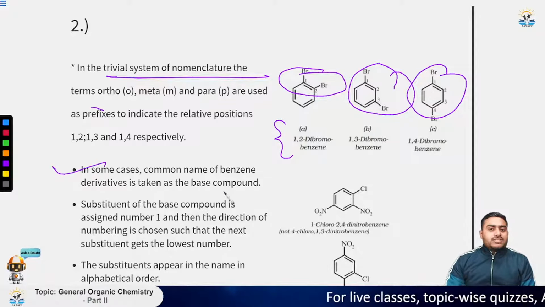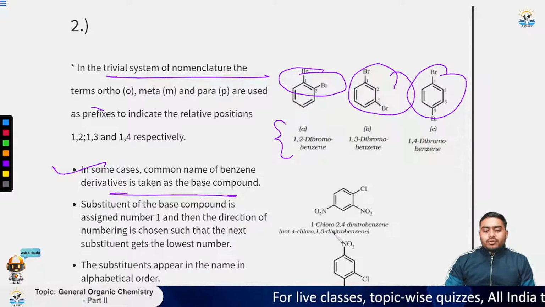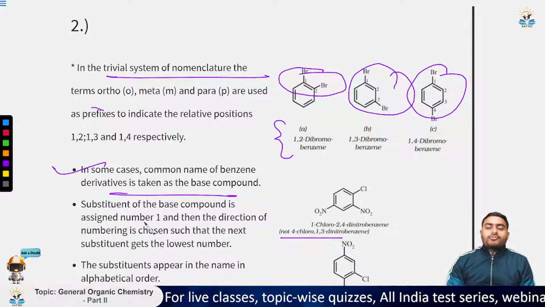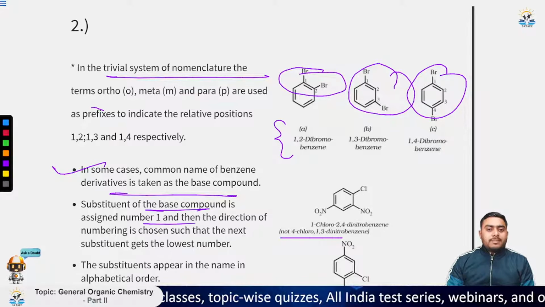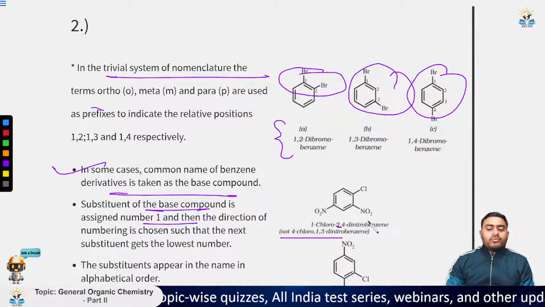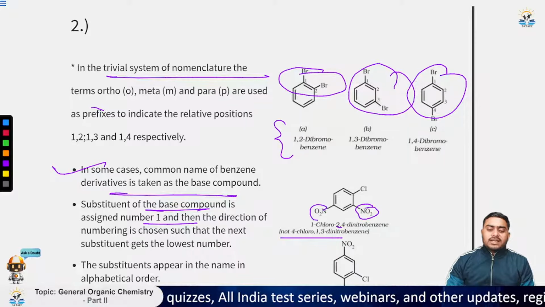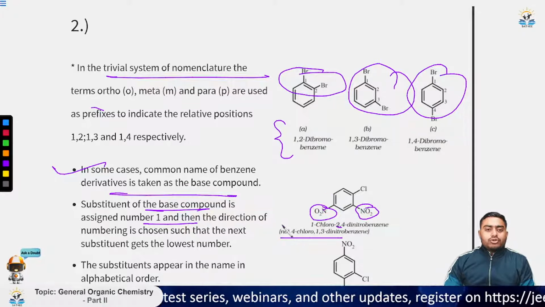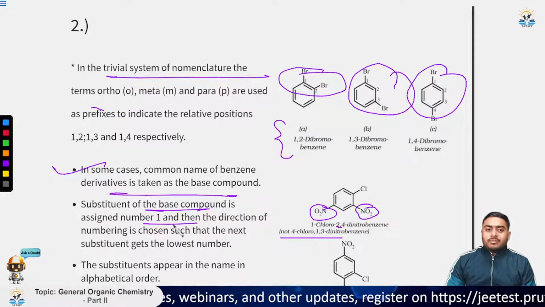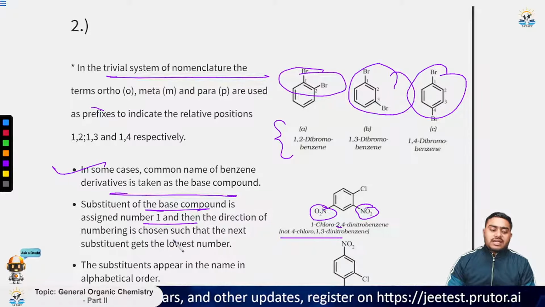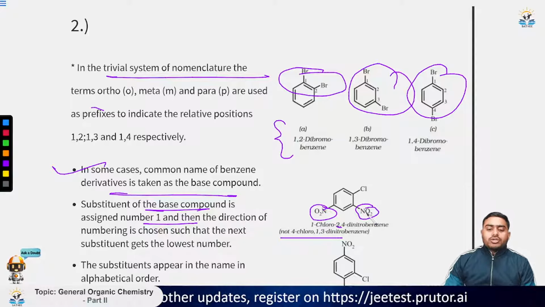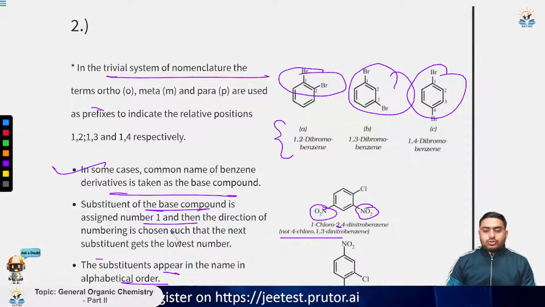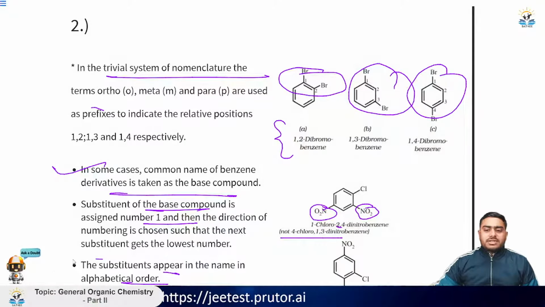In some cases, common names of benzene derivatives are taken as the base compounds. Like you can see 1-chloro-2,4-dinitrobenzene, not 4-chloro-1,3-dinitrobenzene, because of what? The substituent of the base compound is assigned number 1. So nitrobenzene is taken as the base compound. So the benzene derivative is taken as the base compound. Here the substituent of the base compound is assigned number 1, and then the direction of numbering is chosen such that the next substituent gets the lowest number. The substituents appear in the name in alphabetical order also, and you can see some examples. I hope you are very much clear with these examples.